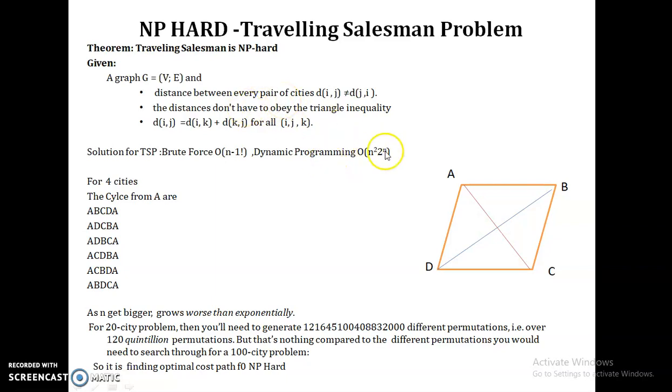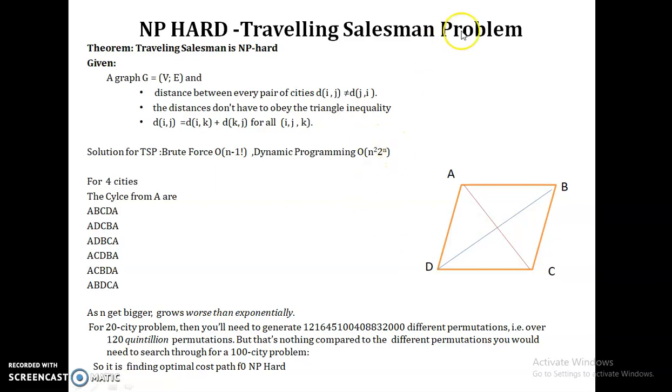One is the distance between every pair of cities is given by D of i, j, and it is not necessarily the same if you take the distance D of i, j and D of j, i. That means the distance from A to B is not necessarily the same as B to A, and also it is not necessary to obey the triangle inequality. For example, in this graph, the direct distance from A to C is not necessarily equivalent to the distance AB plus BC, right? So with these two constraints, we have to find the solutions.